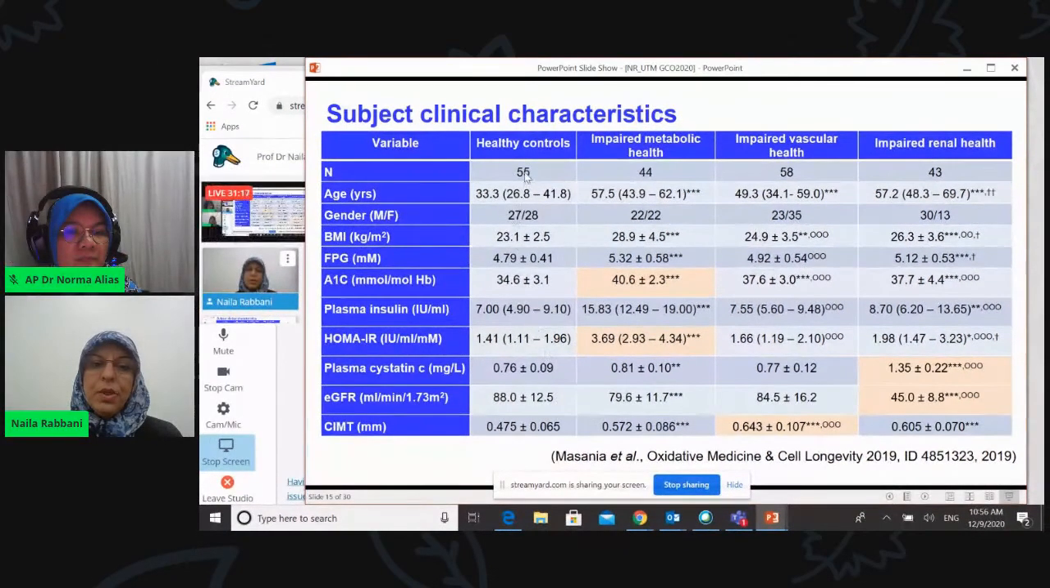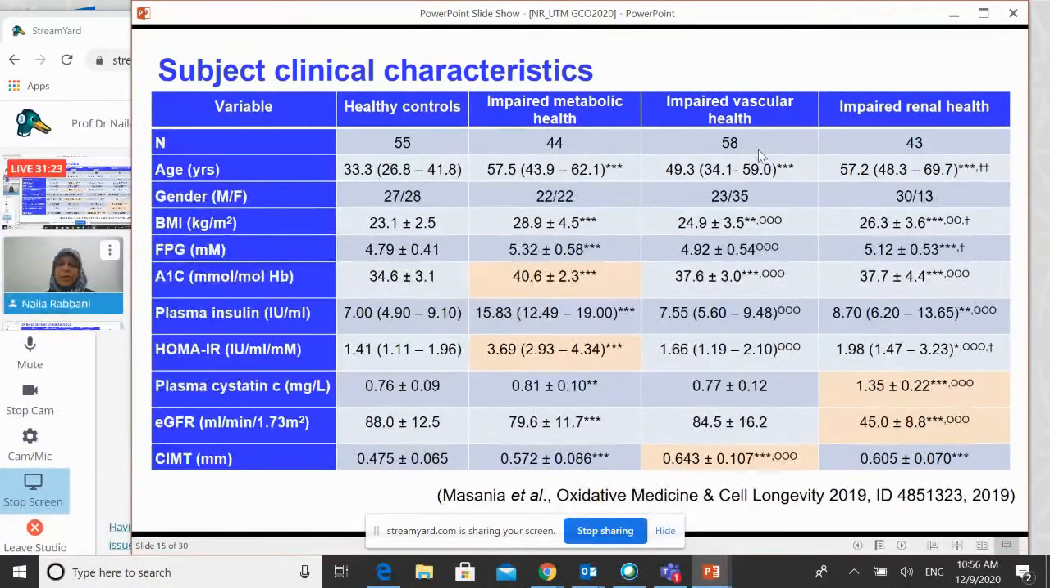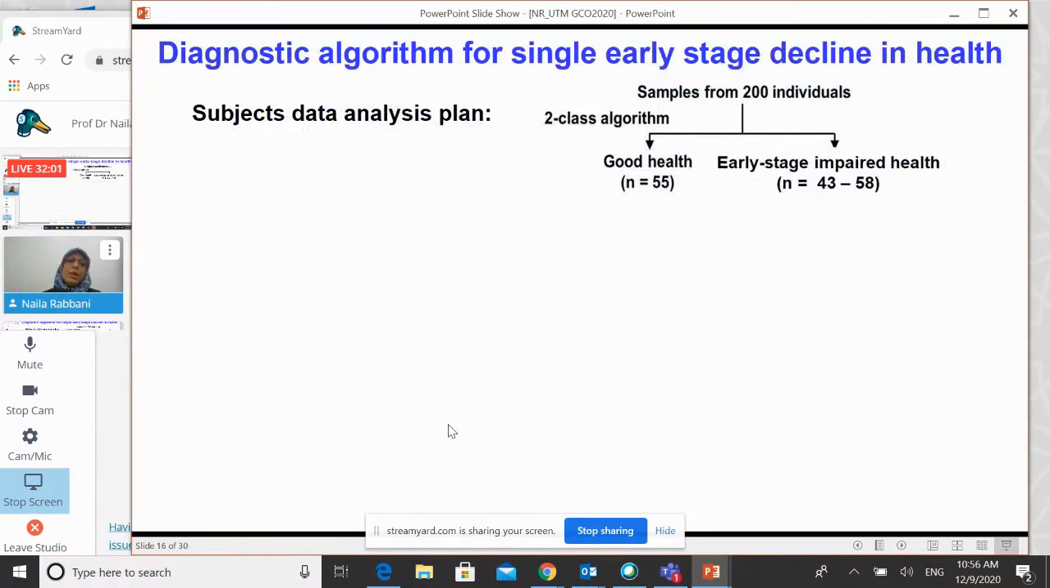This is the healthy people, recruited 55 of them, 44 impaired metabolic health, 58 impaired vascular health, and 43 impaired renal health. And you can see everything is normal apart from just the HbA1c was significantly different, and the HOMA-IR was different from the healthy control. In this category, only the CIMT was significantly different compared to the control. And for renal impairment, only the plasma cystatin C and the eGFR were significantly different compared to all the other groups.